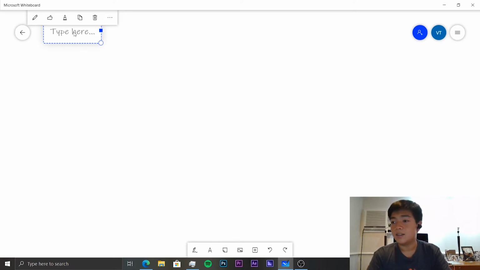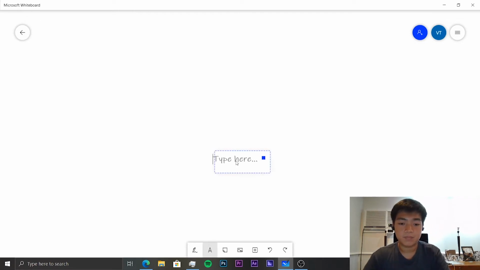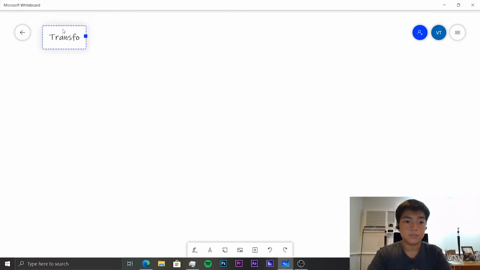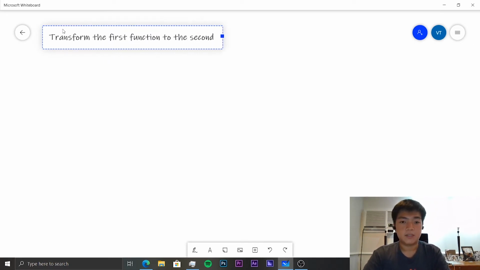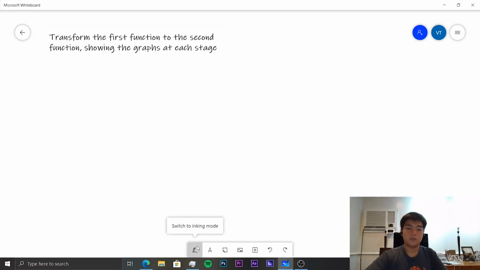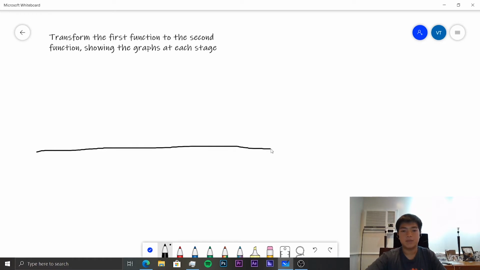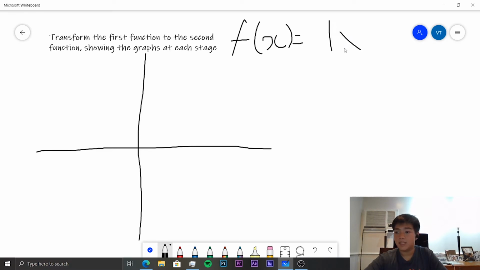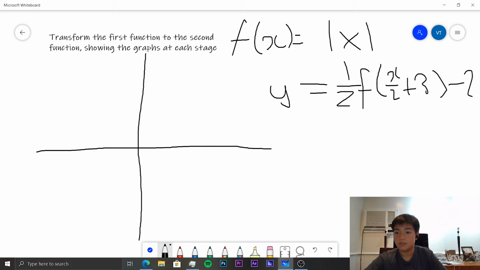So transform the first function to the second function, showing the graphs at each stage. So at most we'll have, I think, 3 graphs, 4 if you don't choose to combine the horizontal and vertical translations. So the first thing we need to do is transform the function, the absolute value of x, onto the graph of 1/2 f of (x over 2 plus 3) minus 2.